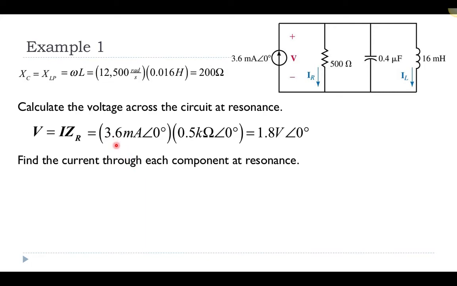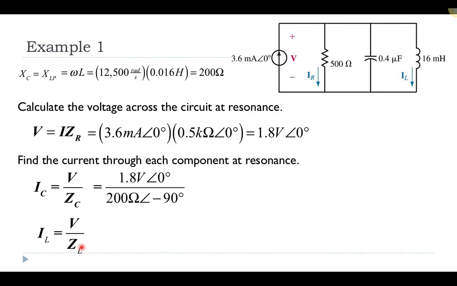So this would be the current times the resistance, and I went ahead and I wrote down the resistance in kiloohms because milliamps times kiloohms is going to give me volts. So I get that the voltage across any one of these components at resonance is 1.8 volts with a phase angle of 0. Once I know what the voltage is across all of these components, I can find the current through any of these components. So the current through the capacitor would be the voltage over the impedance of the capacitor, and the current through the inductor would be the voltage over the impedance of the inductor.